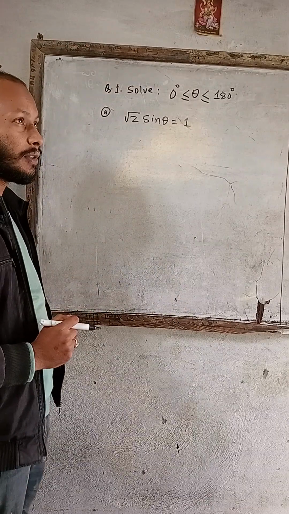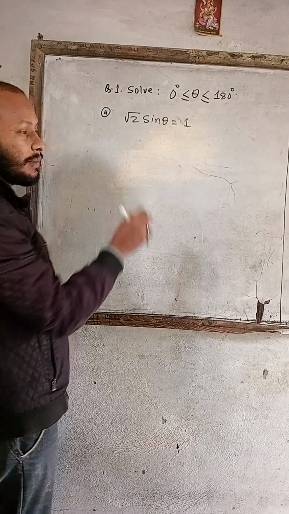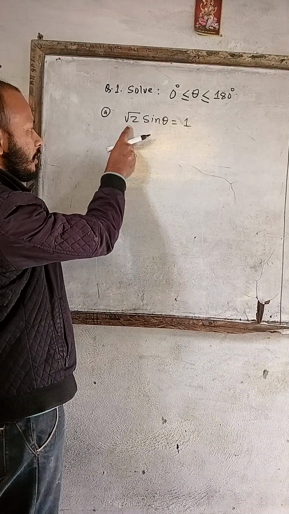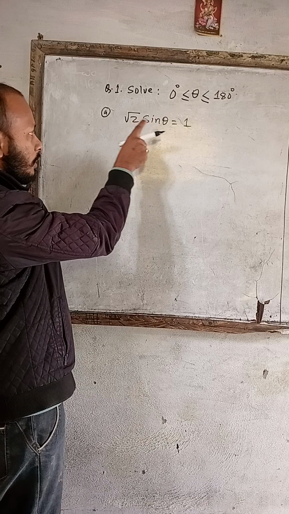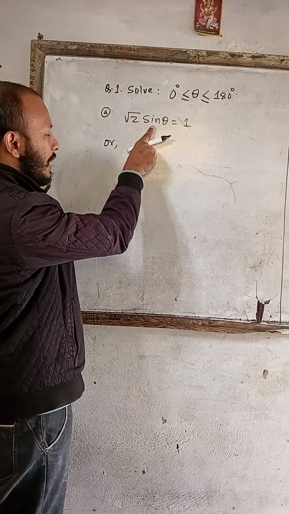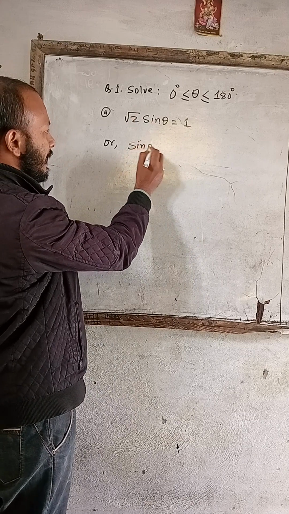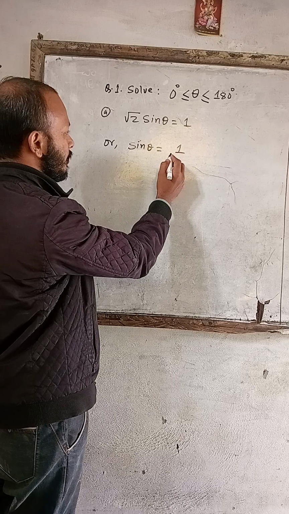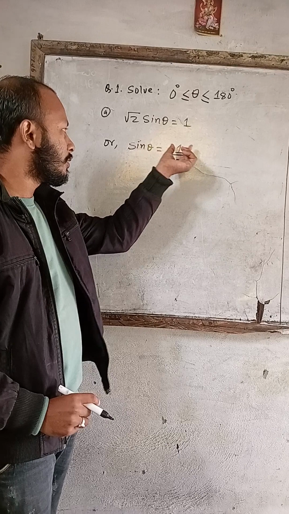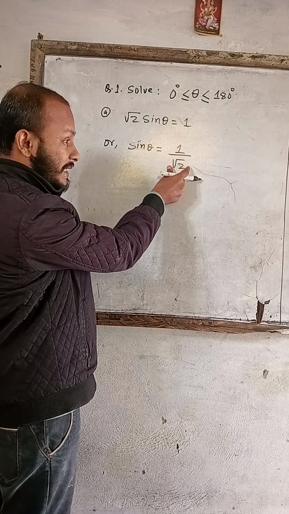So for this particular question, what do we see? Here the ratio is sine theta. First of all we have to get sine theta equals something. Sine theta has root 2, which is in multiplication with sine theta. We'll send this root 2 to the other side, then it becomes divide: 1 upon root 2. So sine theta equals 1 upon root 2. This value is positive.